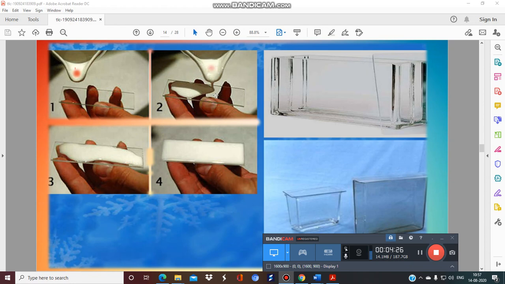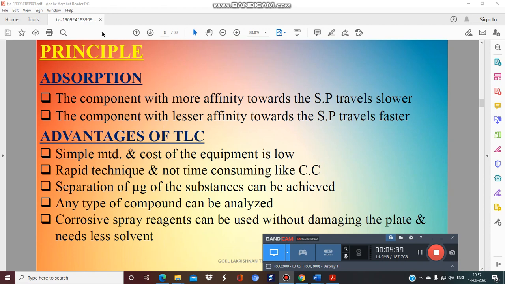So basically TLC plates are of different sizes. This is a small sized TLC plate, that is a microscopic slide. So first, before going to the procedure, please see the principle. It is based on the principle of adsorption. Please see this, the sample you have taken, the mixture, contains different types of compounds. They might be polar, they might be non-polar.